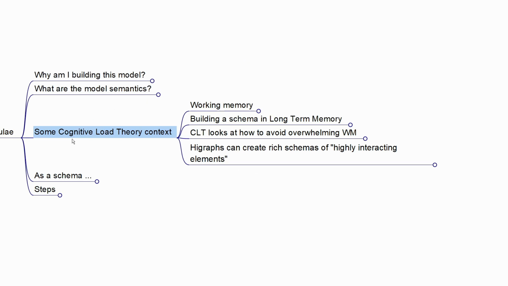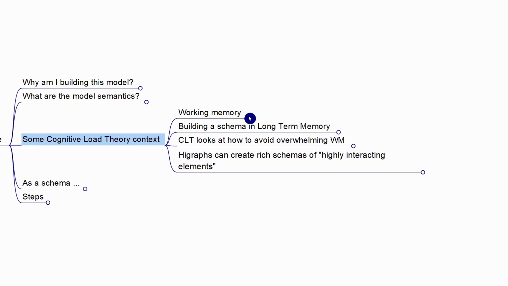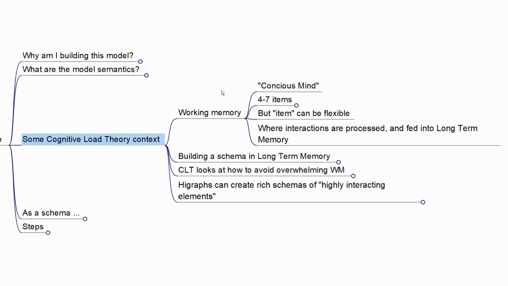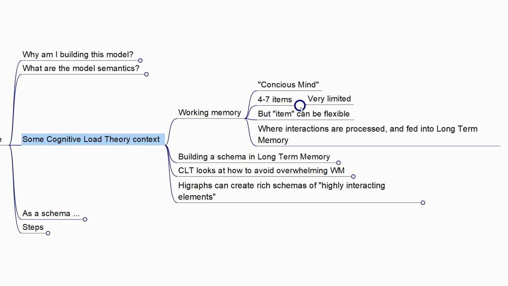So this works off cognitive load theory. The big ideas here are working memory, which is loosely analogous to the conscious mind. The idea that we can hold 4 to 7 items in our heads, in our conscious working memory at once. The short answer is it's limited, very limited, certainly less than 10.